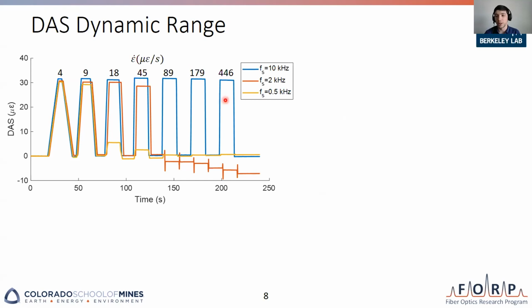procedure of straining the cable with different sampling rates from 500 Hertz up to 10 kilohertz. And I should say that only 10 kilohertz sampling resolves all these signals properly. With lower sampling, like 500 Hertz or 2 kilohertz, we have some issues. For example, 9 microstrain per second can be resolved perfectly with all sampling rates, but after that, for example, 18 microstrain per second, the 500 Hertz sampling rate does not resolve it properly, and we start losing the signal. The same occurs with our 2 kilohertz sampling.